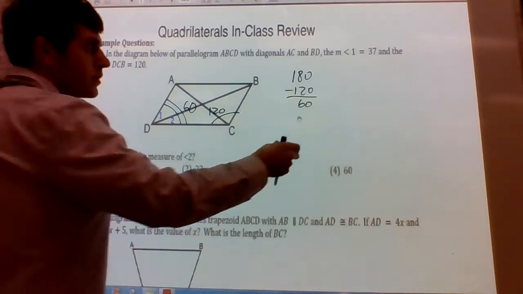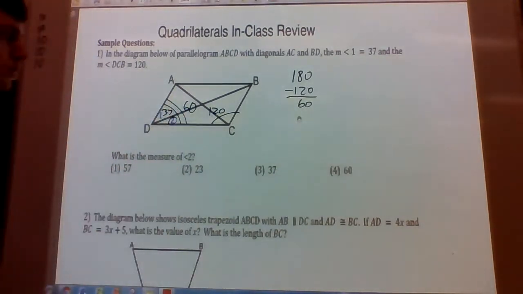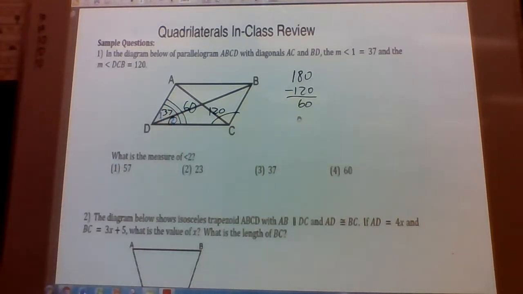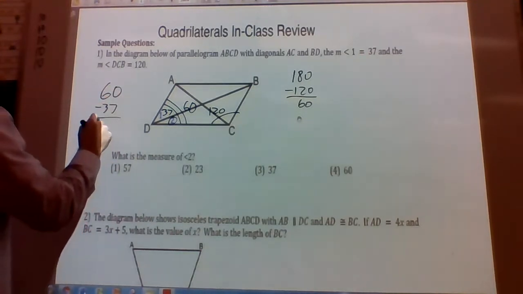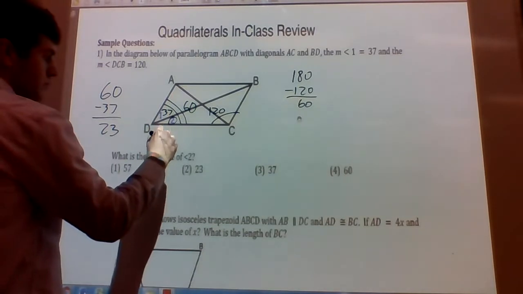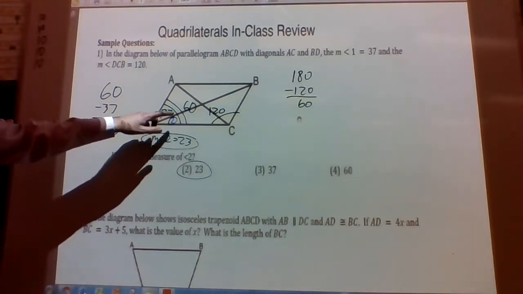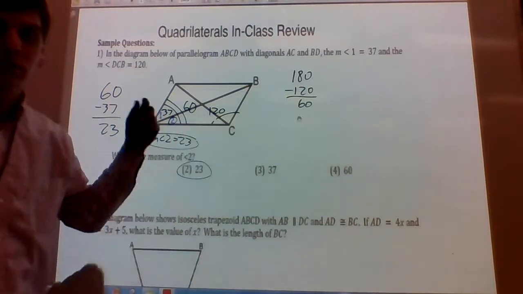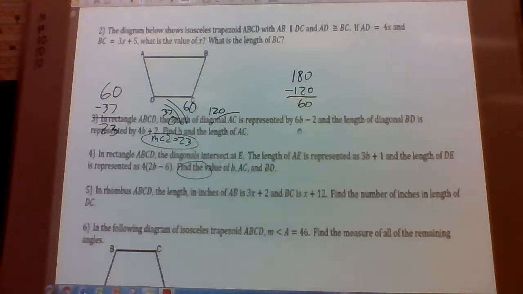The question's telling us that the measure of angle 1 is 37. Now we need to find the measure of angle 2. These two angles, by the angle addition postulate, are going to add up to 60. So if we subtract 37 from 60, we get 23. So the measure of angle 2 is going to be 23. This is choice 2. 23 plus 37 gives us 60, and we have to have 60 here because we need these to add up to 180, because they're consecutive angles, and consecutive angles are supplementary. Number 2.